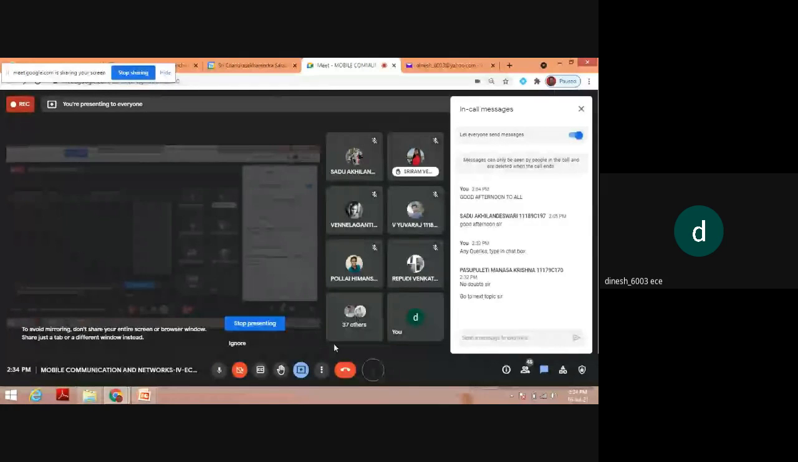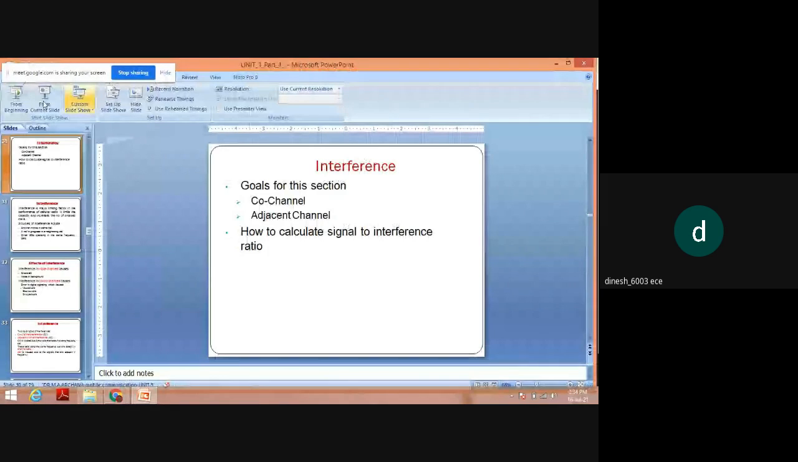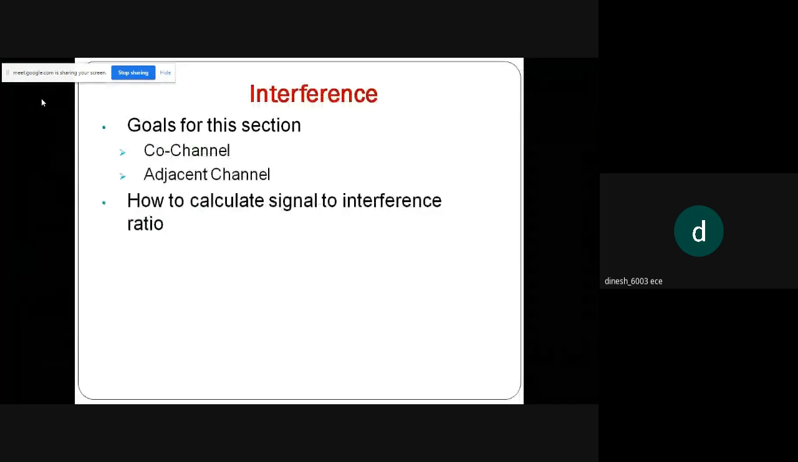Okay, since there are no queries, I move on to the next topic called interference. What we are going to see in this is two different interferences: one is co-channel interference, another one is adjacent channel interference. And in this, we'll be seeing how to calculate the signal to interference ratio, SIR.